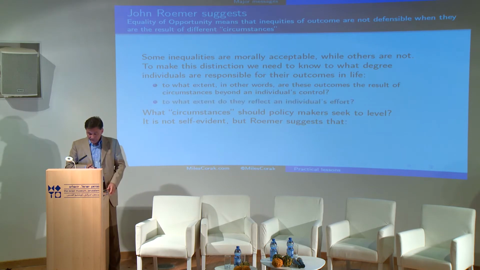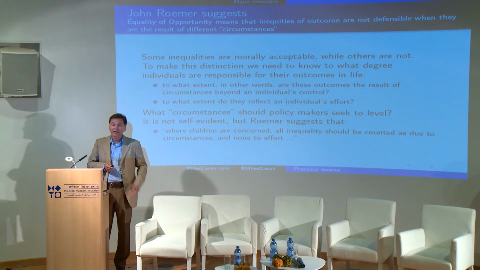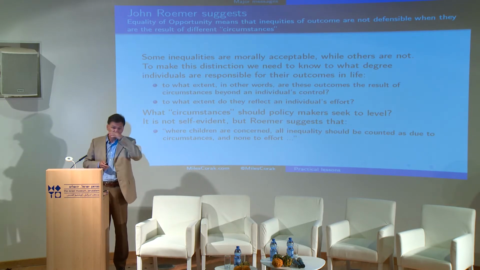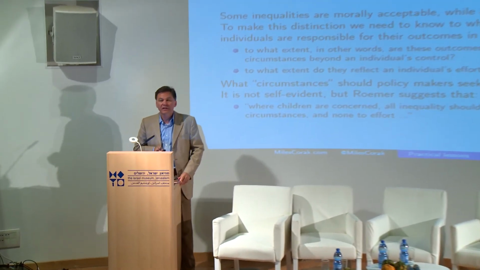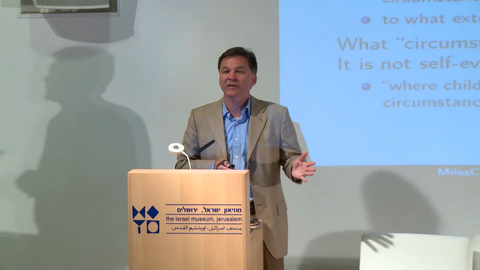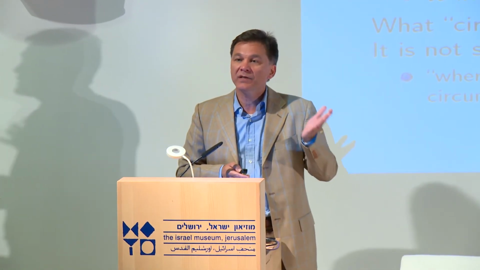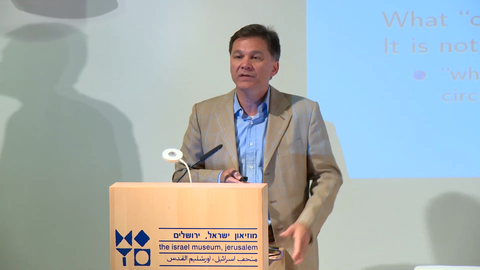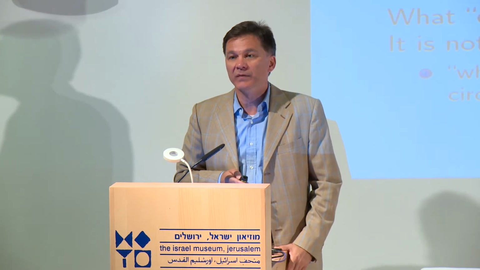Let me make a statement then about John Roemer's approach. And here's the value judgment. I mean, we're all signatories to the Convention on the Rights of the Child. And Roemer says it himself: for children, everything is a circumstance, nothing is effort. Okay? So up to the age of majority, which in most countries is 17, we treat everything as a circumstance.